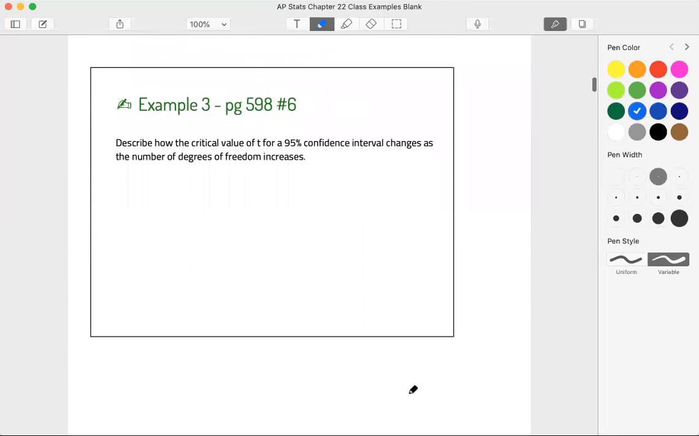All right, so here's example 3. Describe how the critical value T for a 95% confidence interval changes as the number of degrees of freedom increases. Okay, so if you look at the column, I'm just going to real quickly pull that up. So I'm going to go to my computer and pull up the t value. And you guys can just wait a second as I do that.